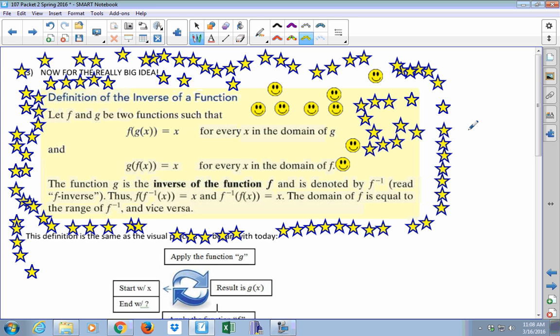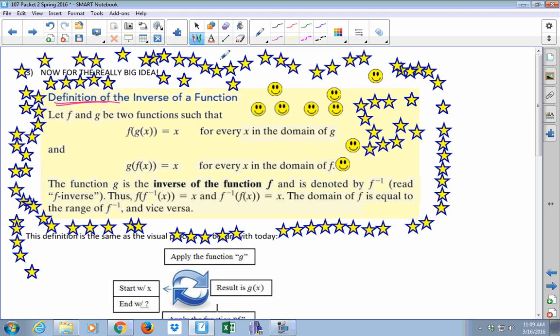It says that if f and g are 2 functions, okay? Now, again, I want to stress this is a definition. That's a really important idea, that it's a definition. So anytime you want to show that 2 functions are inverses of each other, you must do this. You must do this. And what is it that you must do?